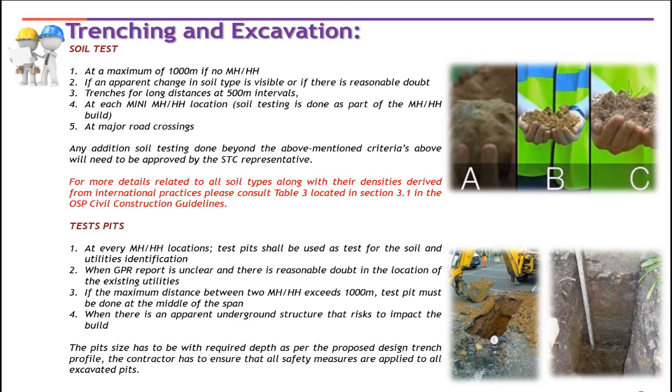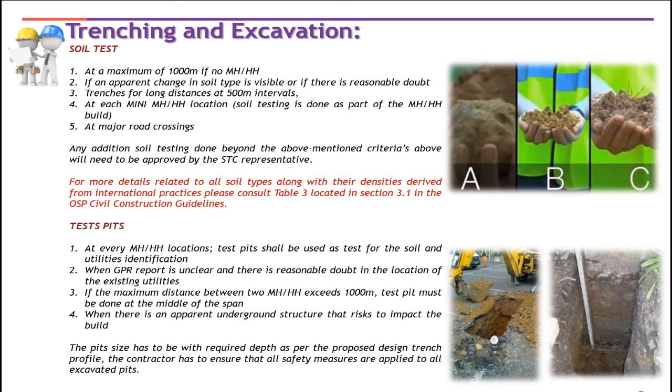So when do you need this soil test? A soil test can be used at a maximum of 1,000 meter if there is no manhole or handhole. It could also be used if there's an apparent change in soil type or if there is reasonable doubt, as we said a while ago. Trenches for long distance at 500-meter intervals, at the major crossings, and when setting manholes.